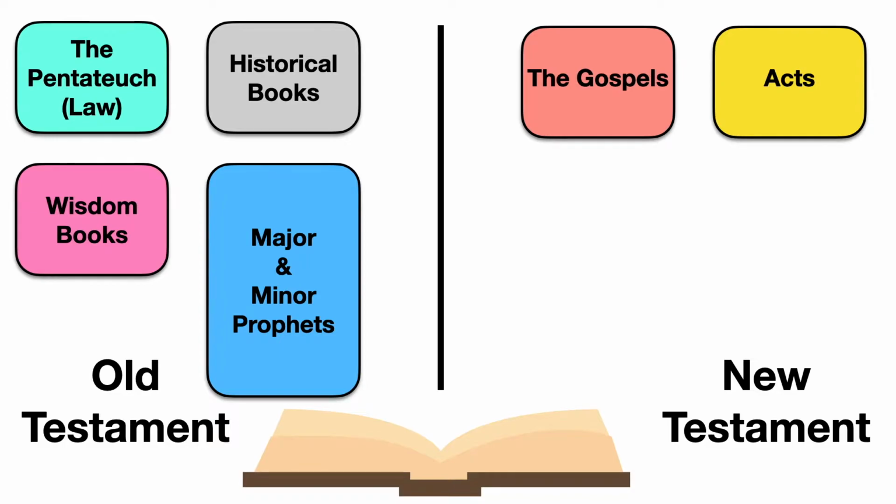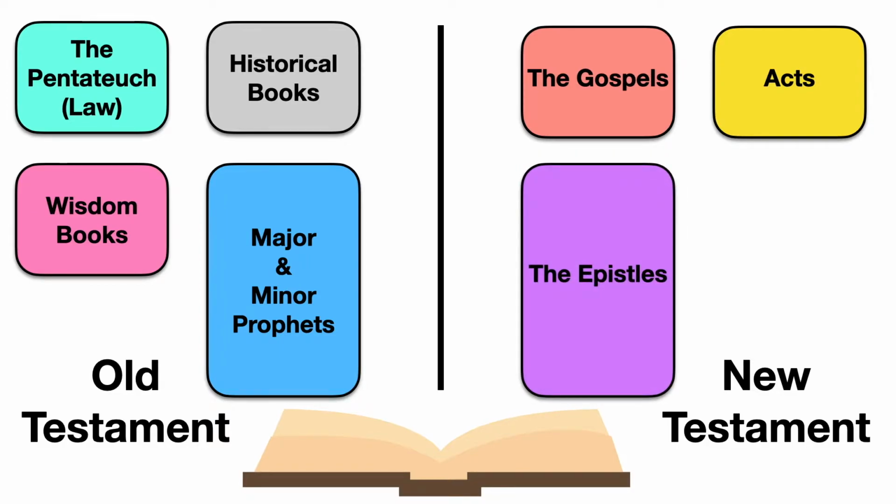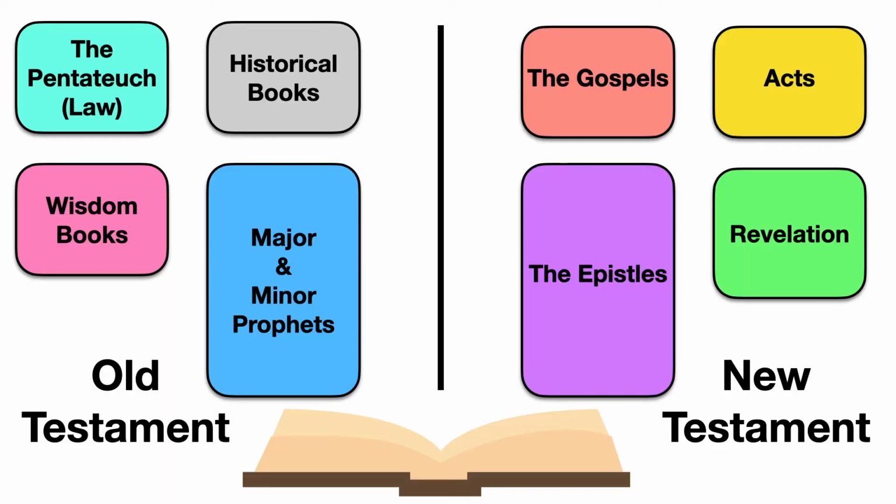Next, we have the epistles or letters. Epistles is just a fancy word for letters. And the last section that we have in the New Testament is the book of Revelation, which is also a book of prophecy, and it has an undercurrent of being written as an epistle throughout the book. But those are really the 8 different sections within the 2 main sections of the Bible.